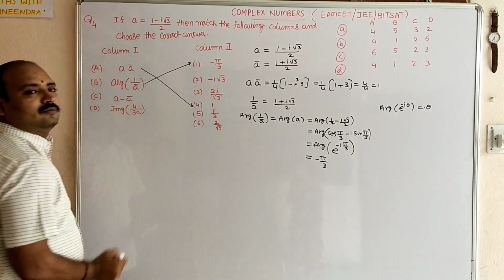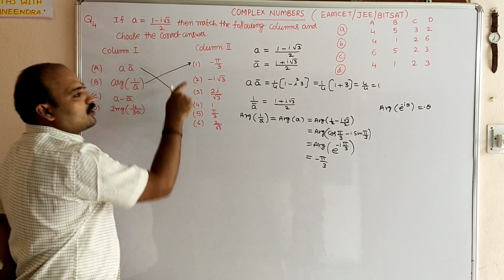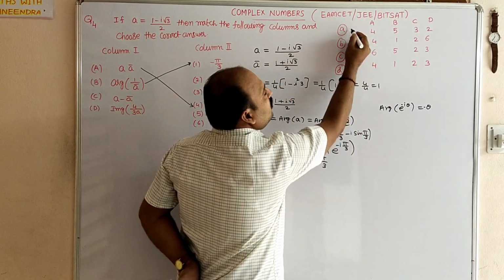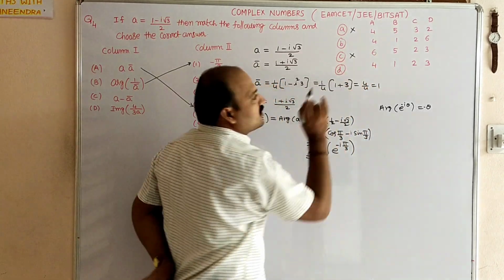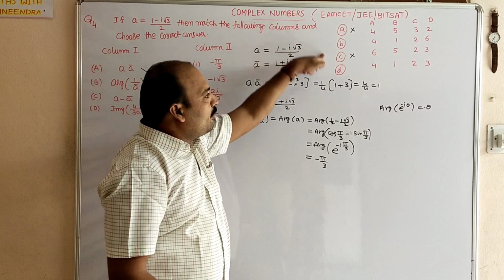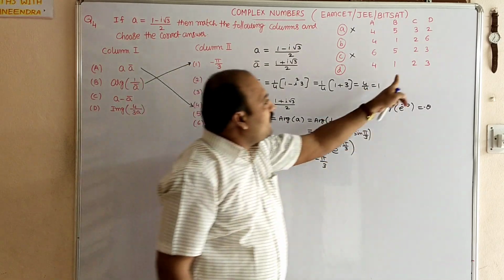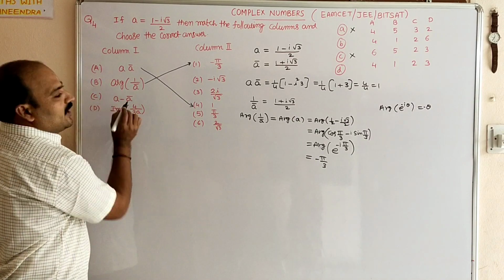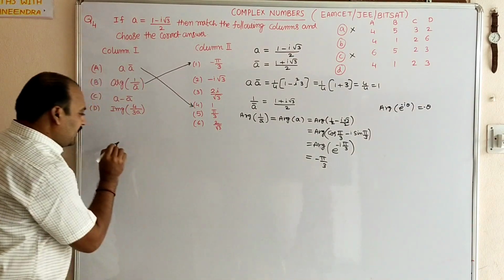This one. So for B, first option, 4, 1, where will it be? Again 4, 1, two options are there. So option A is not correct, option C is also not correct. Again we have only B and D options. Even the third option is common. So third, we will calculate A minus A bar.